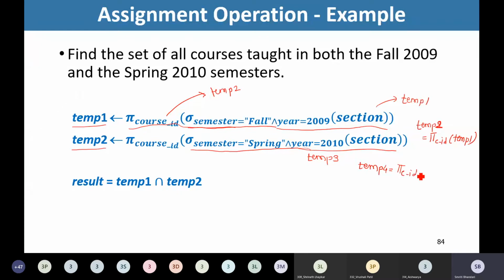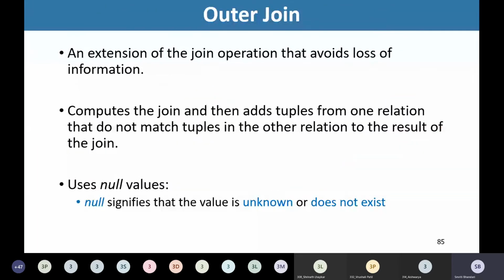Similarly, we may come up with temp 4, which is equal to projection operation course ID in parenthesis temp 3. Okay, and finally, we may write the result as temp 2 intersection temp 4. So this can also be done.